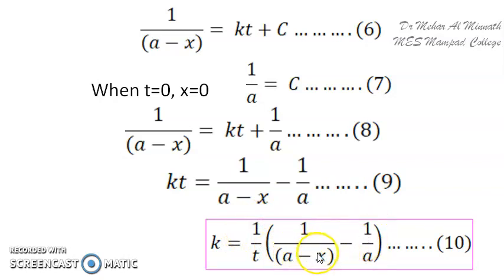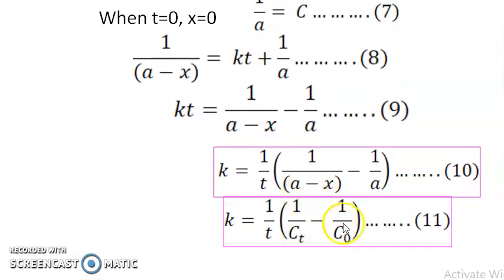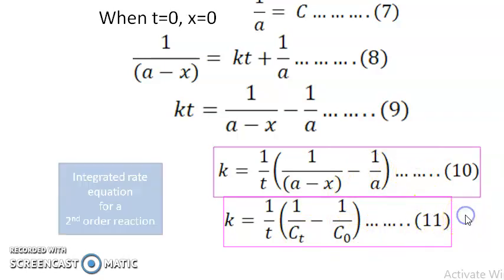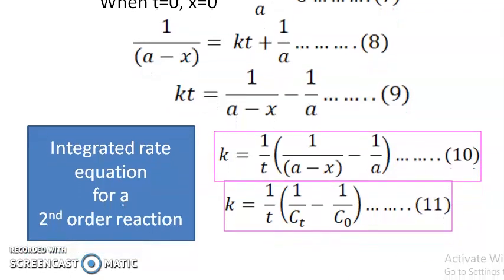And we know that a minus x is the concentration of the reactant at time t. So it can be put as Ct, and a can be put as C0, that is the concentration of reactant at time 0. So you can rewrite equation 10 as k equal to 1 by t into 1 by Ct minus 1 by C0. Either equation 10 or equation 11 is called the integrated rate expression or rate equation for a second order reaction.